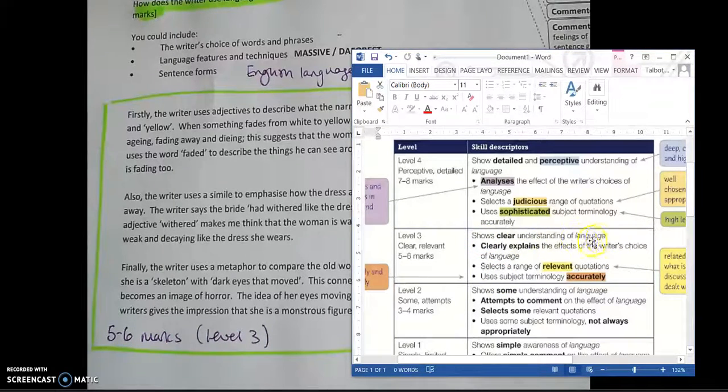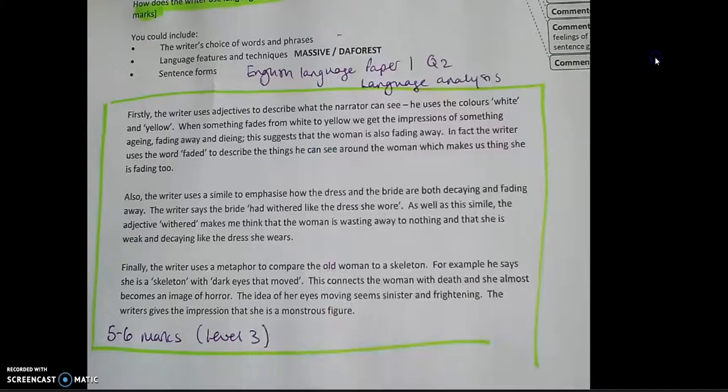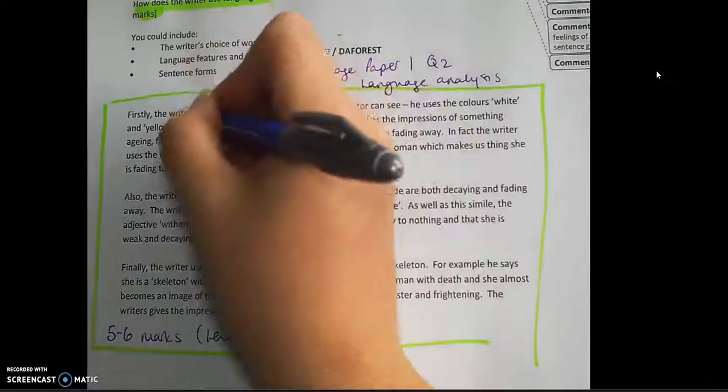Show clear understanding of the language. We've got 3 bullet points. Clearly explains the effects of the writer's choice of language. Selects a range of relevant quotations and uses subject terminology accurately. So let's have a look at this first, well, it's the third one actually, subject terminology. So I'm really quickly just going to circle all the subject terminology.